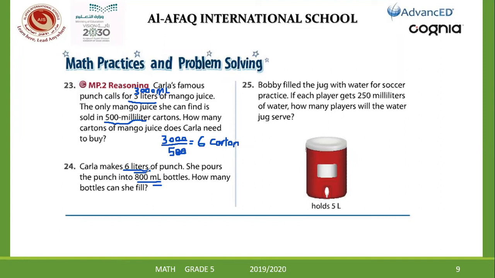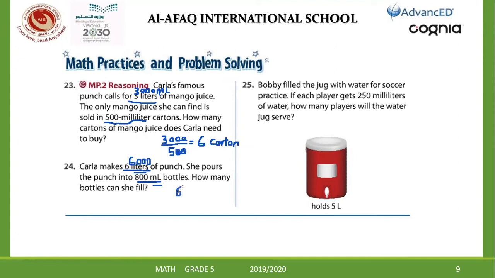How many milliliters in 6 liters? In 1 liter, 1,000. What about 6 liters? 6,000. So here we can write above 6 liters, it is 6,000, but we have to change the unit from liter to milliliter. Okay, now you divide 6,000 by 800 milliliters.